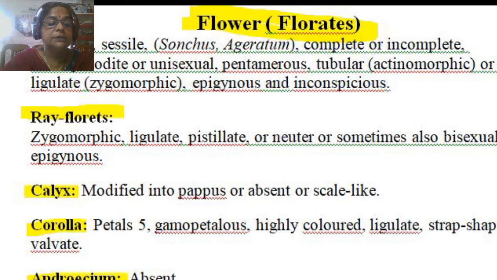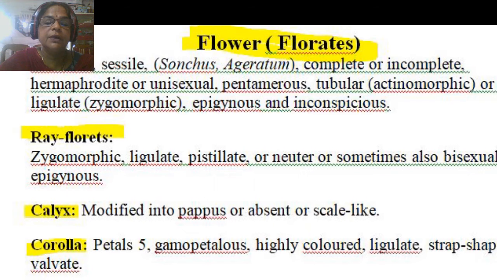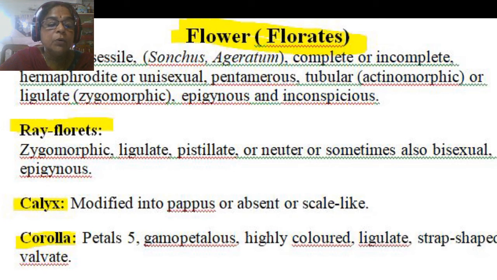Then come to the calyx. This calyx is modified into pappus. They are scale-like structures which help in the dispersal of the seeds, that is by the parachute mechanism. Then corolla. This corolla has 5 petals, number of petals 5. Gamopetalous. All petals are fused, highly colored, attractive, and ligulate, which attract the insect for pollination. They are showing valvate aestivation.